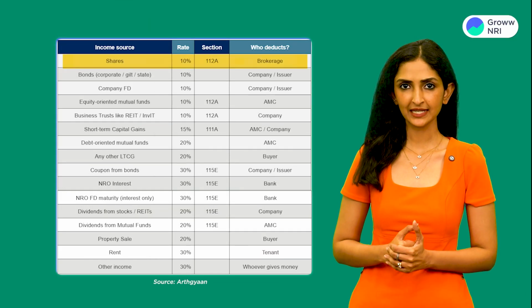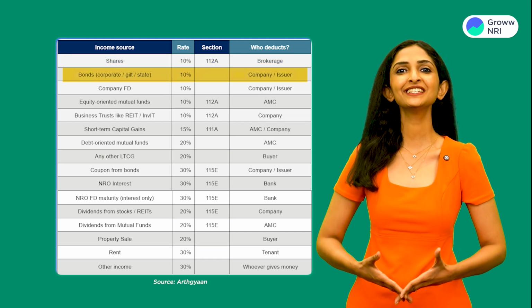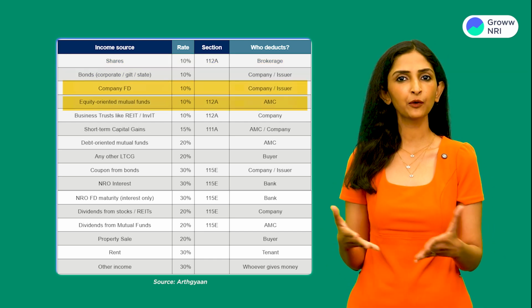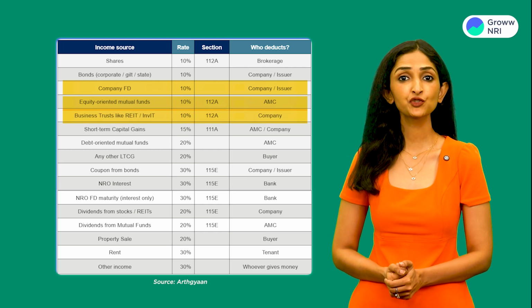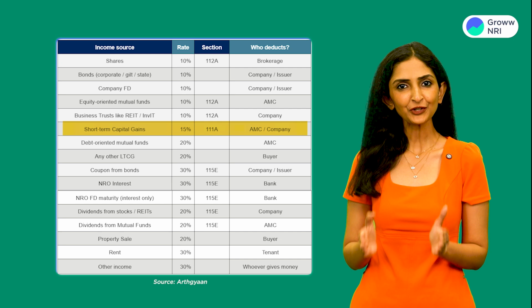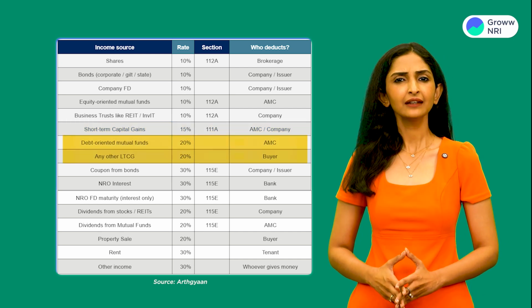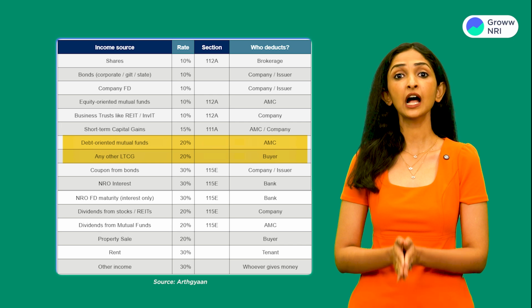Let's quickly take a look at the different TDS rates for NRIs. If your income source is shares, then the TDS rate is 10%. If the income source is bonds, then also the TDS is 10%. For company FD, equity-oriented mutual funds and business trusts like REIT or InvIT, it's also 10%. However, short-term capital gains is 15%. Debt-oriented mutual funds and any other long-term capital gains are 20%.